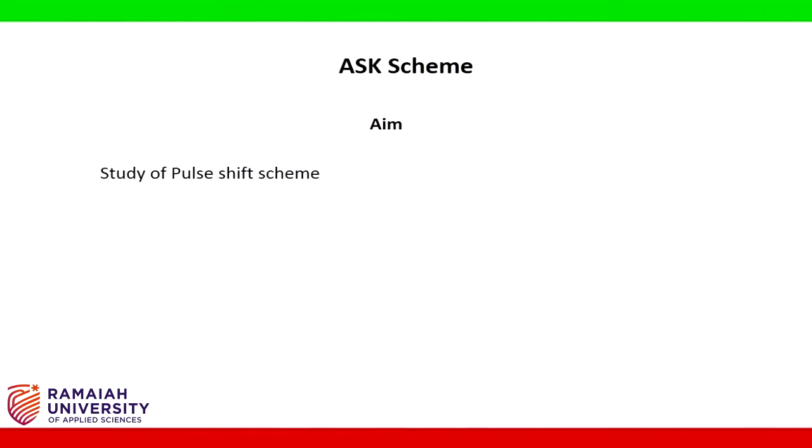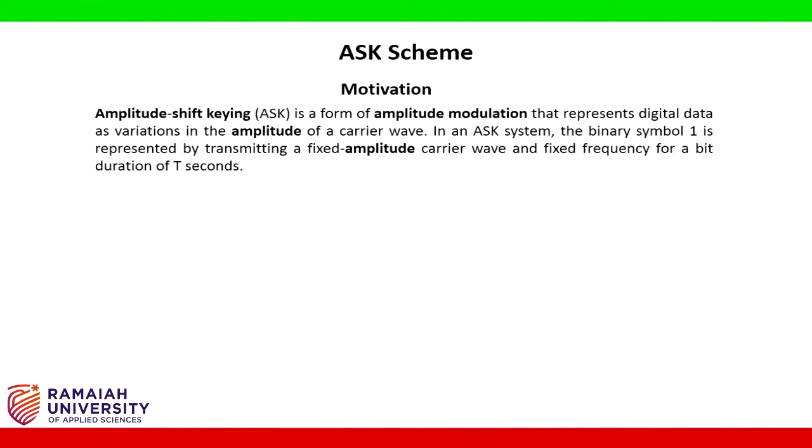The aim of the experiment is the study of the amplitude shift scheme. Amplitude shift keying, ASK, is a form of amplitude modulation that represents digital data as variations in the amplitude of a carrier wave. In an ASK system, the binary symbol 1 is represented by transmitting a fixed amplitude carrier wave and fixed frequency for a bit duration of T seconds.